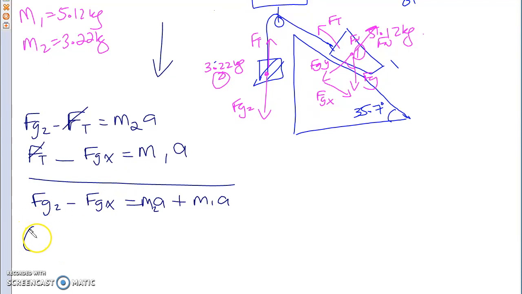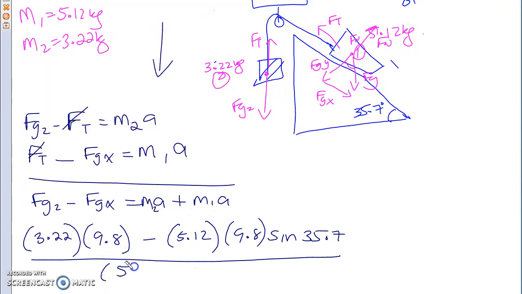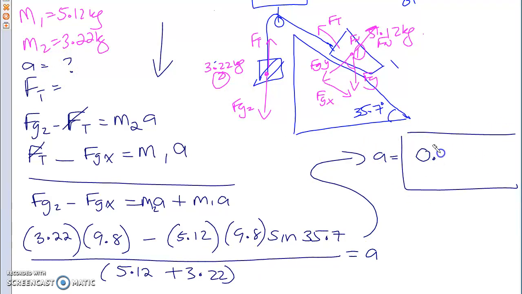So your mass 2 is 3.22 times 9.8 minus FGX, of course, here is mass 1, which is 5.12 times 9.8 times the sine of 35.7, divided by the two masses here, which is 5.12 plus 3.22, which gives you acceleration. By the way, we were trying to find the acceleration of the system and the FT in the string. What do you get for your acceleration? 0.27 meters per second squared.